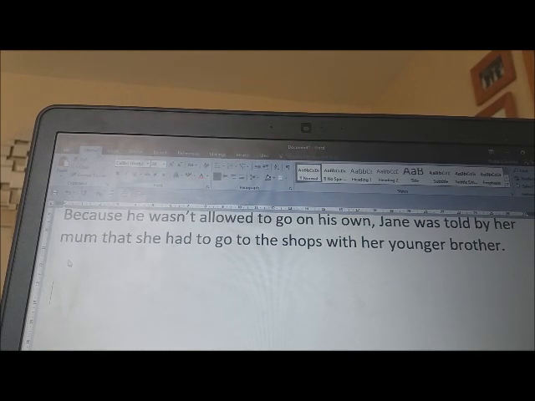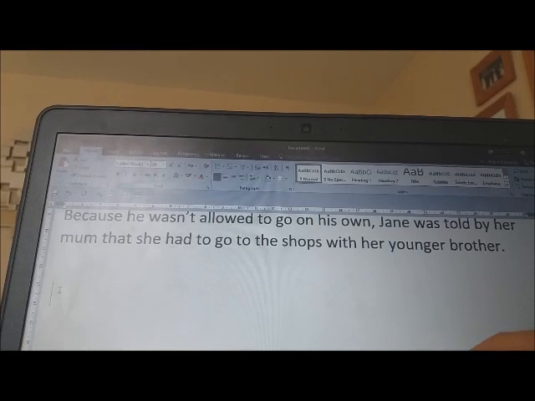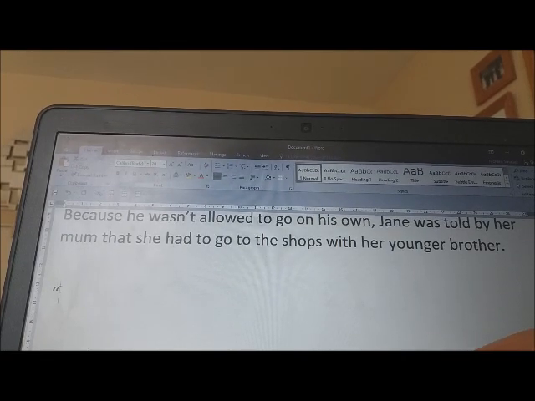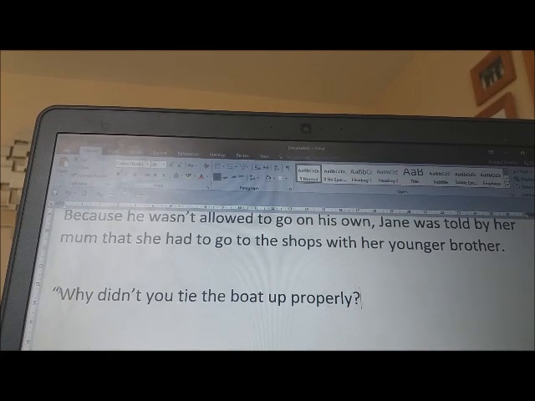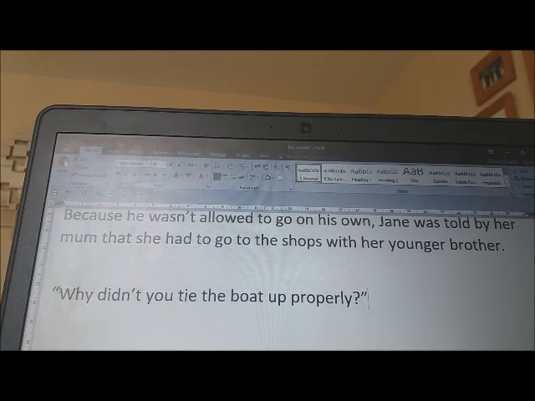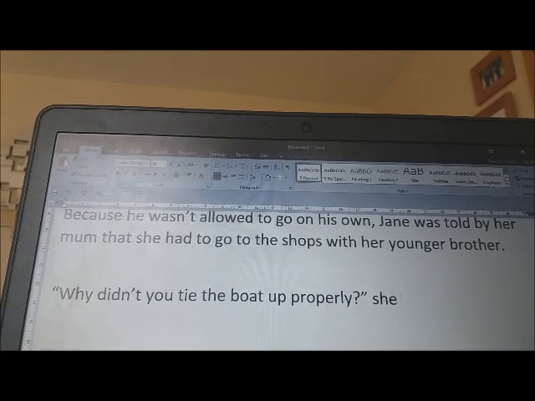Right, so after a few more sentences, we would probably have Jane shouting at her brother and saying something like, why didn't you tie the boat up properly? And because it's a question, we have a question mark at the end before the closed speech marks. So why didn't you tie the boat up properly? Now she's not just going to say it, is she? She's going to yell. She yelled at her brother.